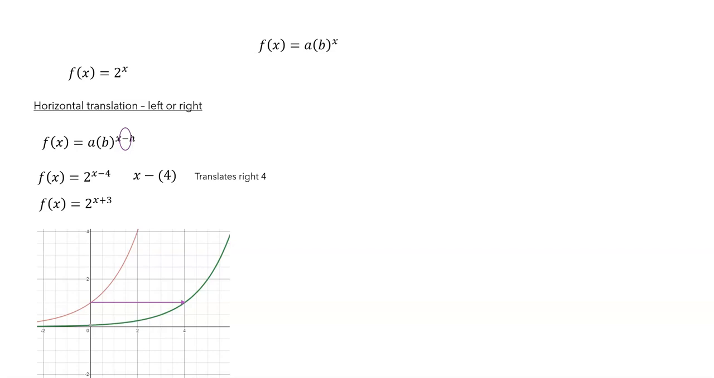If I had f(x) = 2^(x + 3), for our convention x minus h, that would be like x minus negative 3. And since that's a negative 3, that would translate the graph to the left 3. Now a vertical translation is translating the graph up or down.